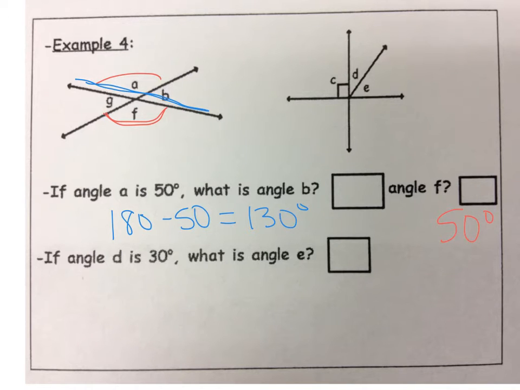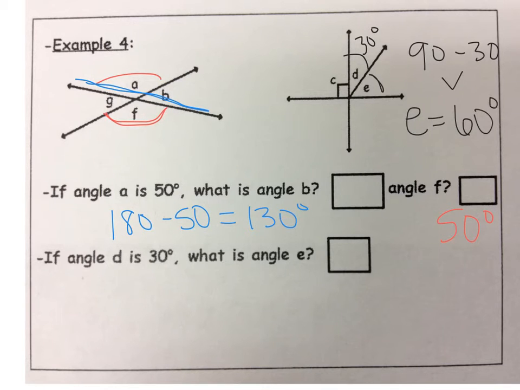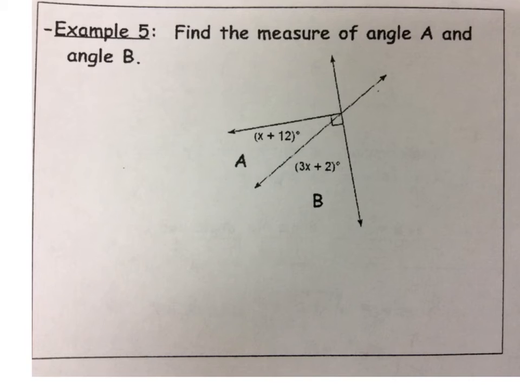Now, if we look up, we want to know if angle D is 30 degrees, what is angle E? Well, we see our right angle symbol here, so we know these two angles have to be complementary. So to figure out angle E, we do 90 minus 30, and so we see E is equal to 60 degrees.